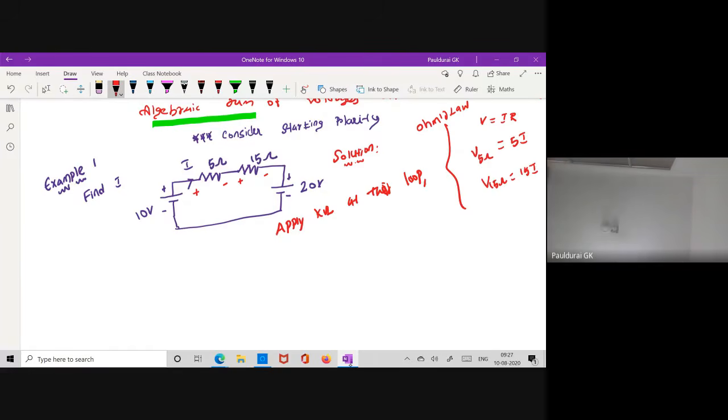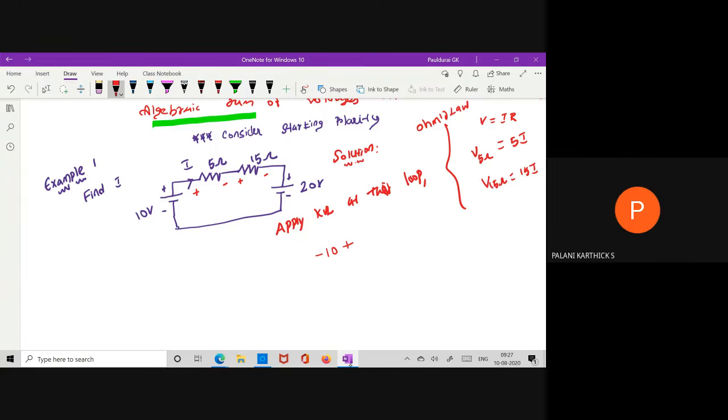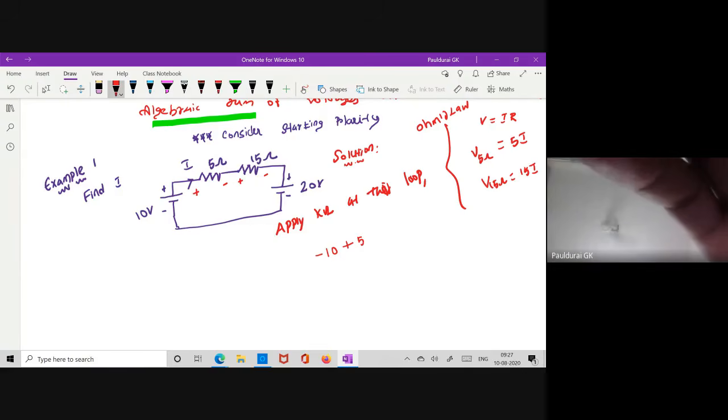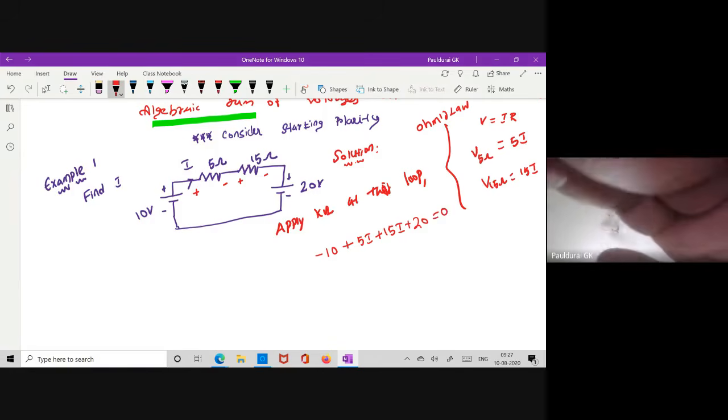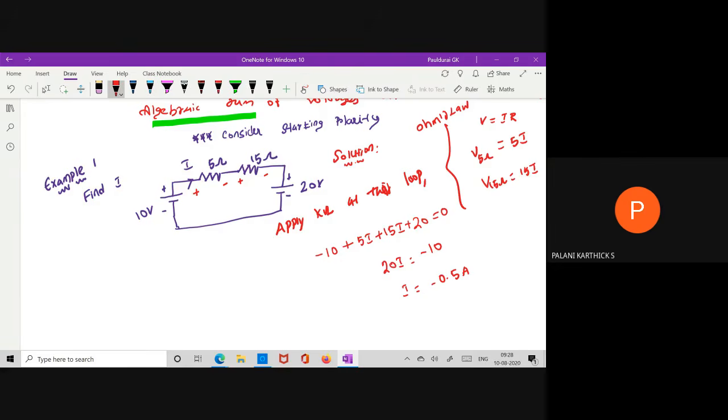Sir, minus V1 plus V2 plus V3 plus V4. Minus 2 plus 10 volts, so it becomes minus 10. Then plus, what is the voltage across 5 ohm? 5I. It is plus 2 minus, so it is plus. Similarly, the voltage across 15 ohm is 15I, also plus 2 minus, so plus 15I. Then 20 volt, plus 2 minus, so plus 20, which is equal to 0. So now this is 20I, which is equal to minus 10. So I equals minus 0.5 ampere.